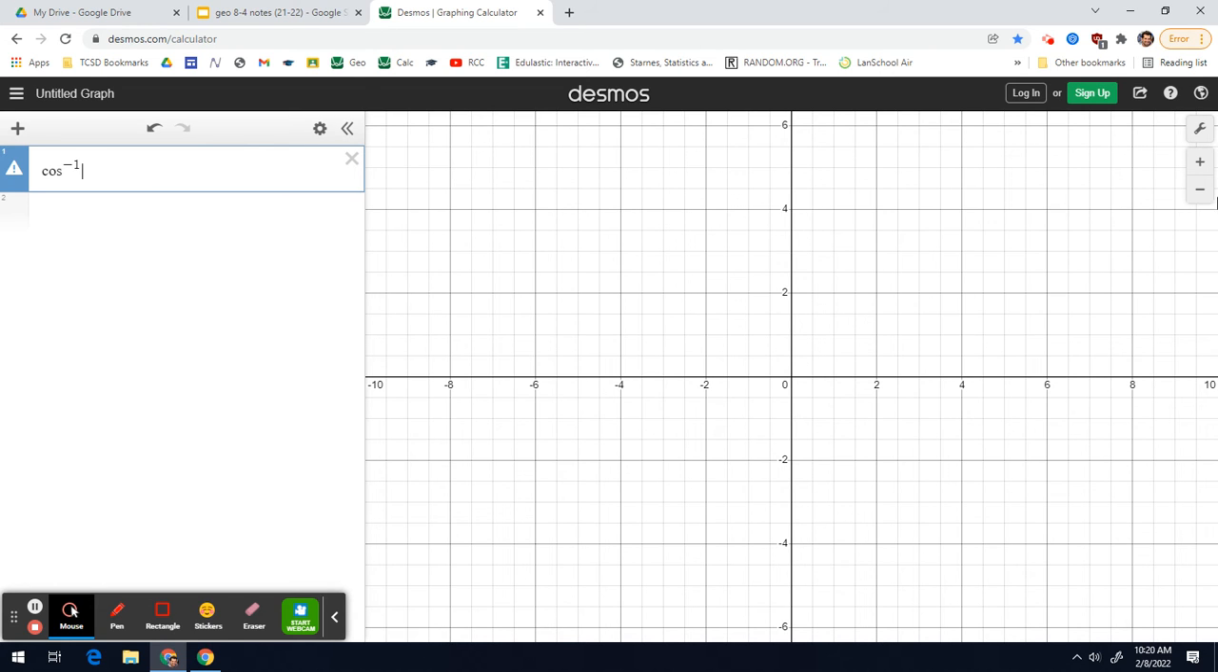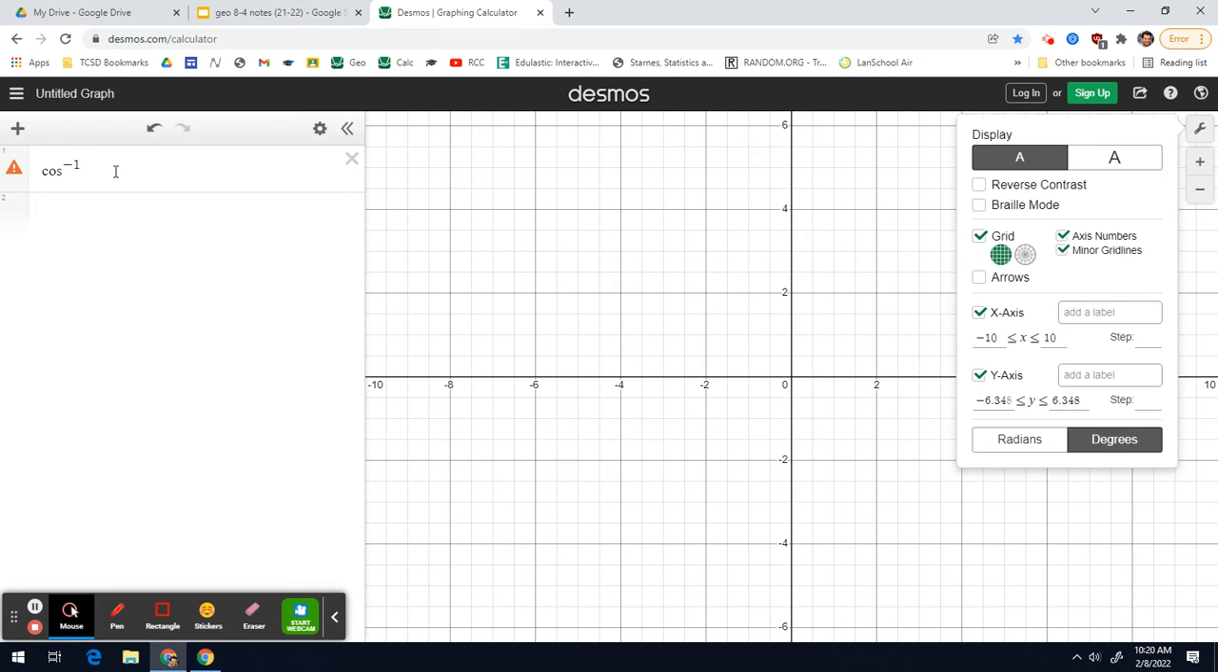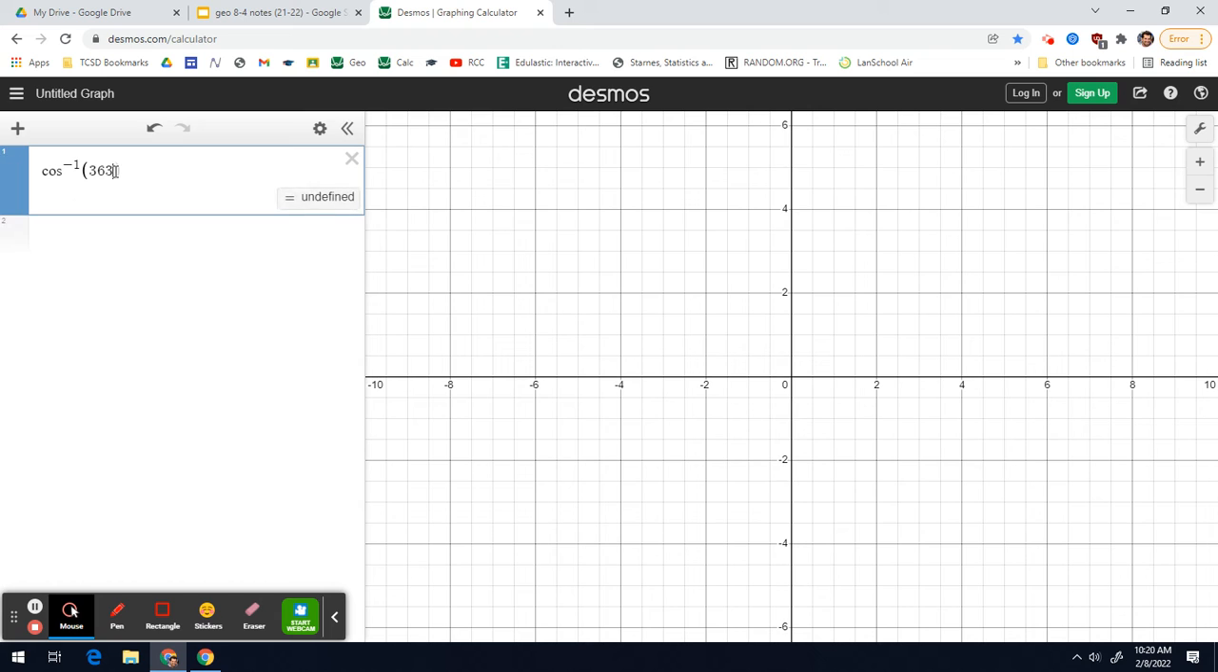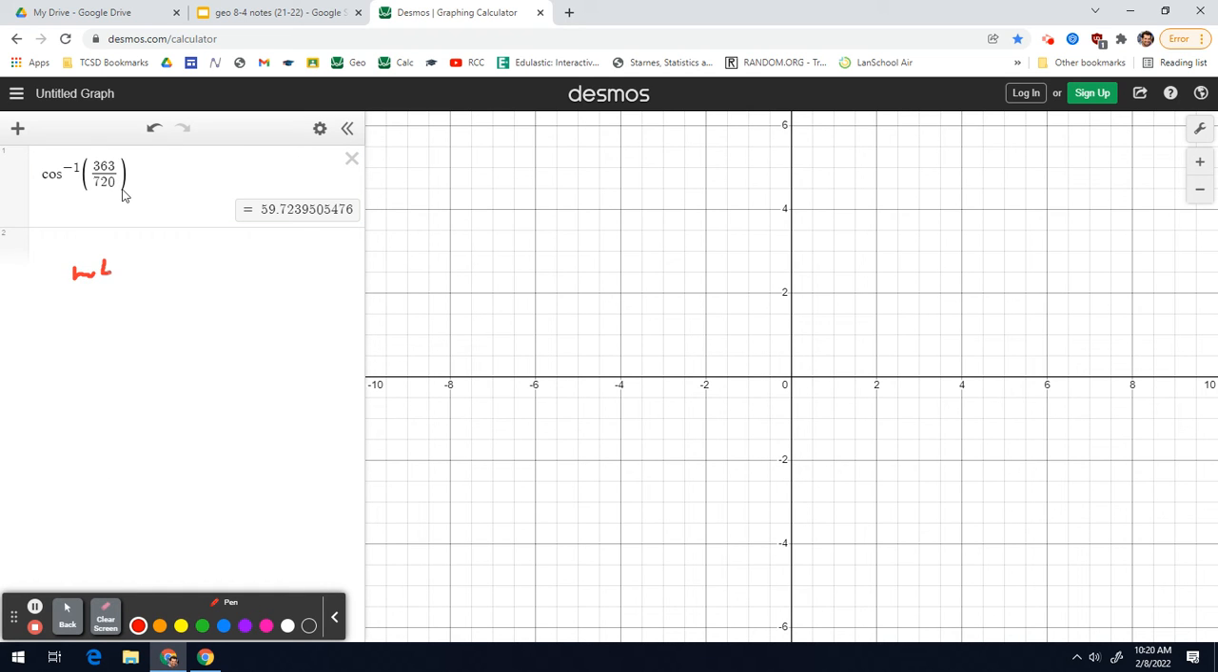Let me double check to make sure I'm in degree mode. Degree is good. Inverse cosine of 363 divided by 720. Notice that the fraction is inside the parentheses, like the 720 is not underneath the cosine. And there we go. I got an angle of 59.7. So the measure of angle P is 59.7 degrees, and because that is between 58 and 60, his panel is at the optimal angle.